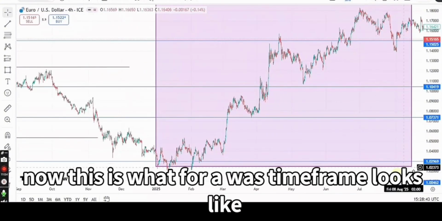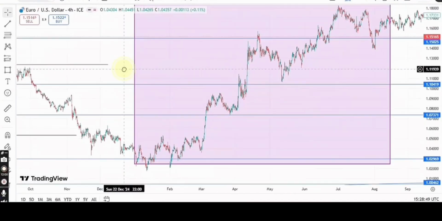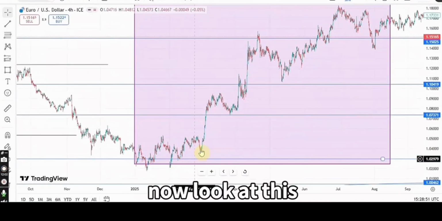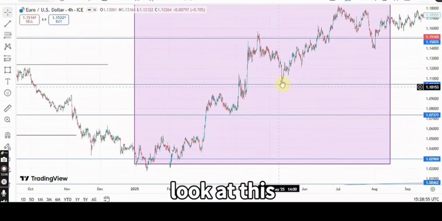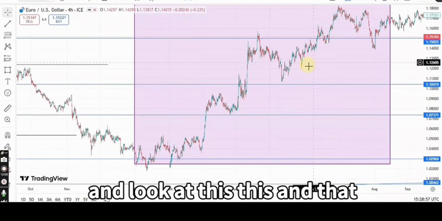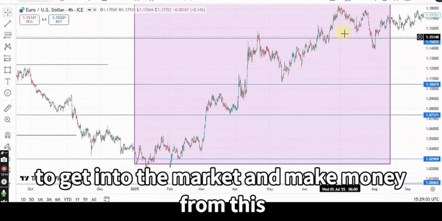Now this is what the 4 hours time frame looks like. Now look at this pattern. Look at this, look at this, look at this, and look at this and that. These are opportunities you would have had to get into the market and make money from this particular trend.